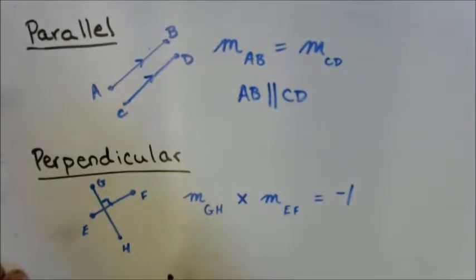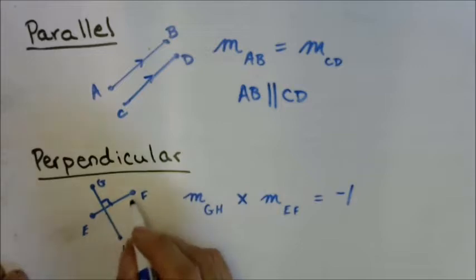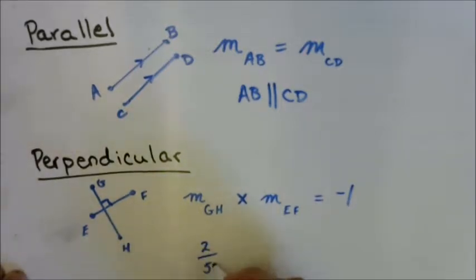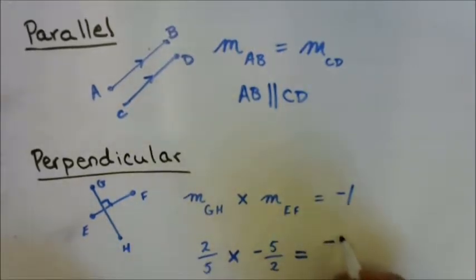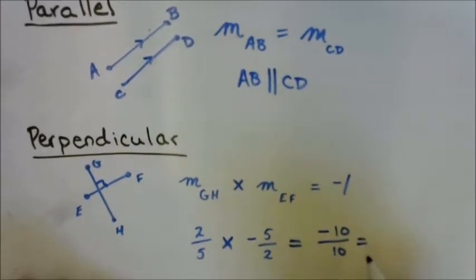Let's take an example. A real easy slope to work with is, well, let's use a fraction actually. We'll say that EF here has a slope of 2/5. So it's the rise over run. And let's say that GH has a slope of -5/2. So as it goes over 2, it's going down 5. And that looks to be approximately what they are, which is why I chose them. If we multiplied this out, we get 2 times -5, which is -10, over 5 times 2, which is 10, which reduces to -1.